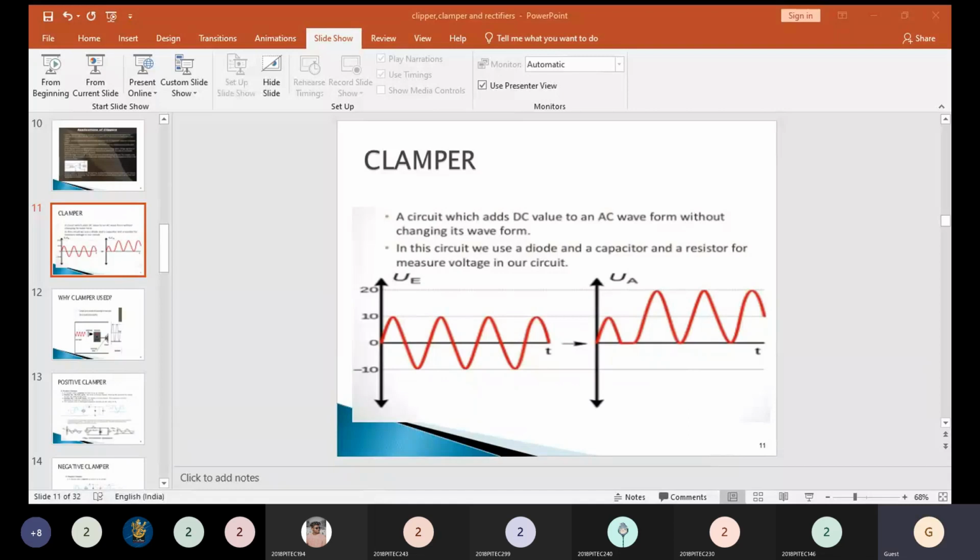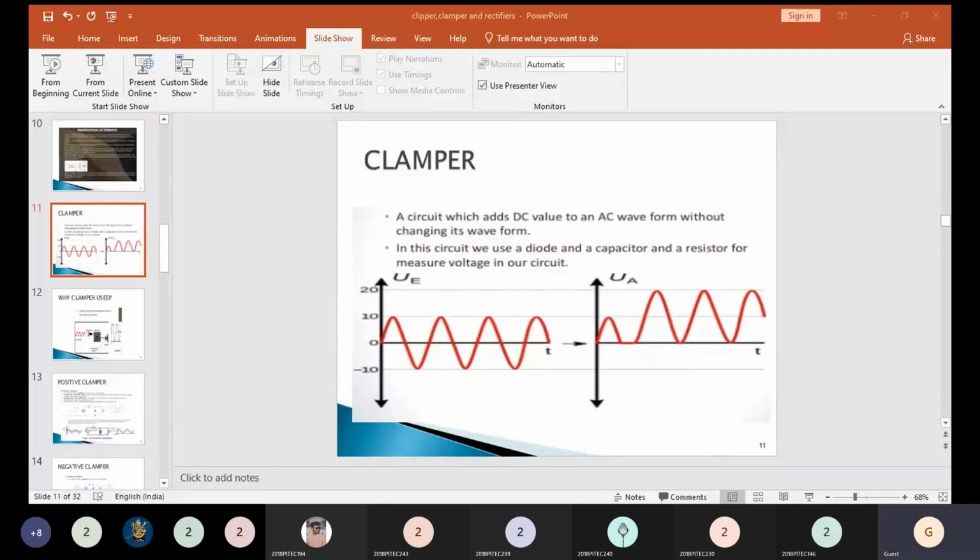So what about your mean load current? You know the formula, no? IDC is equal to 2IM by 5. In 2IM, the IM value is already calculated. So 2 into 70.7 divided by 5 gives 45 milliamps.